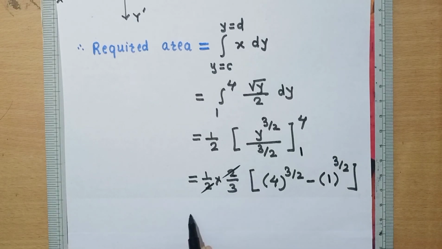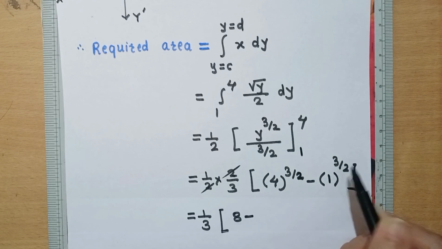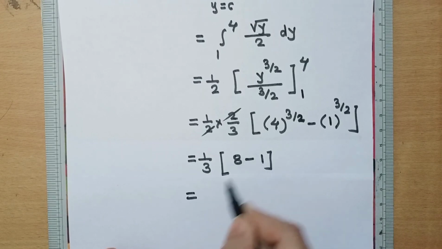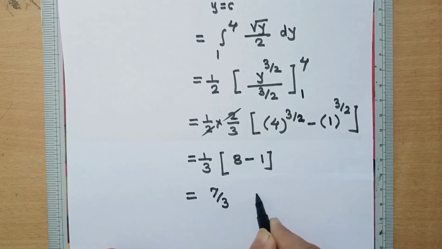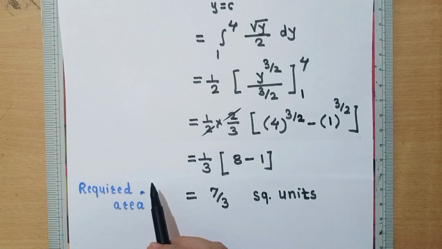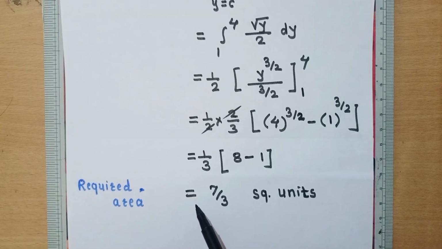So this 2 gets cancelled, and here 1 upon 3, and first the square root of 4 is 2, and 2 cube is 8, and 1 raised to any number is 1 itself, so the final answer is 8 minus 1, which is 7. So 7 upon 3 square units, and therefore the required area of the given parabola is 7 upon 3 square units. Here we have seen and solved area under the curve, and in the next video we are going to solve area between two curves.